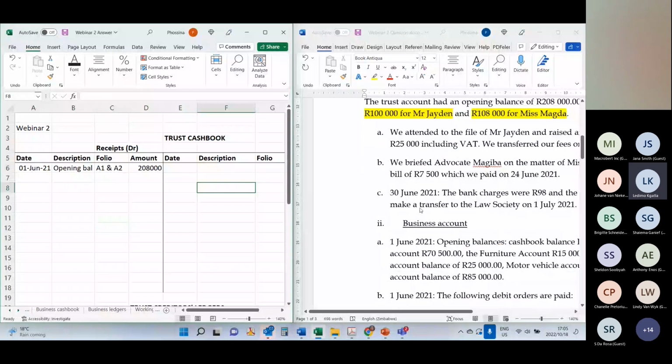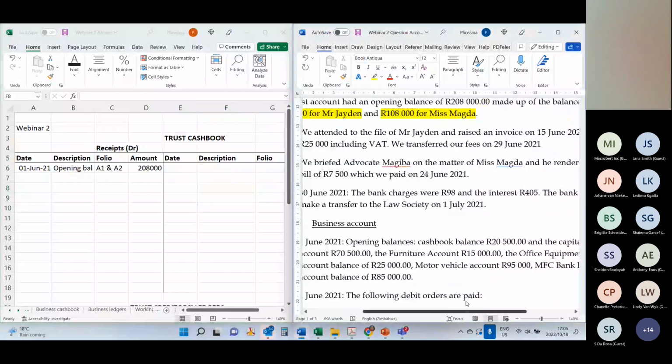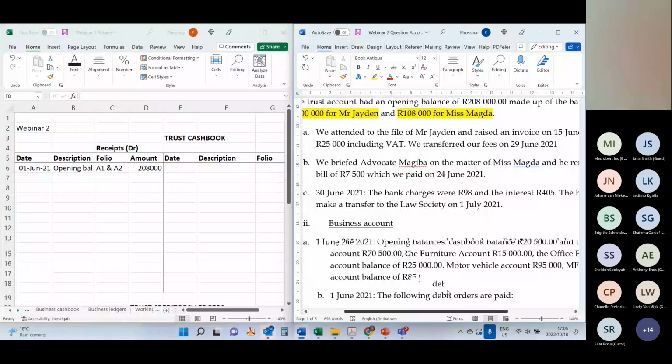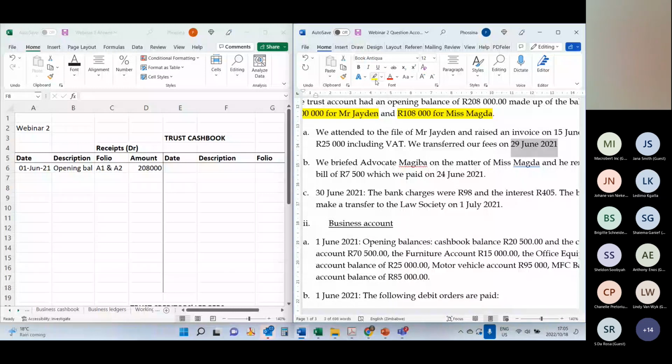And then A, we attended to the file Jaden and we raised an invoice 15 June 2021 of 25,000, including VAT. We transferred our fees. So you need to pay attention also to when transactions are occurring. So that we raised an invoice, then it would mean on the business side of it, we have to raise an invoice.